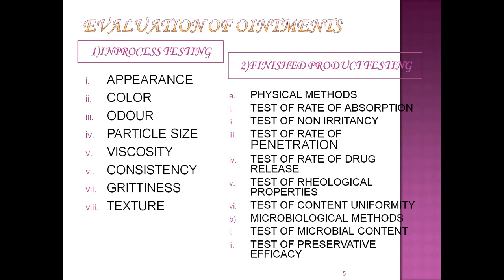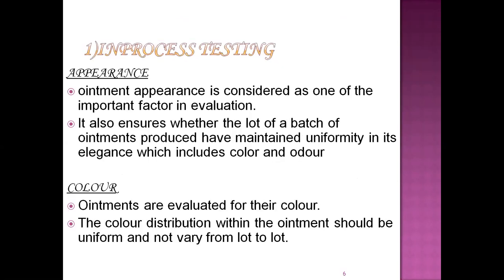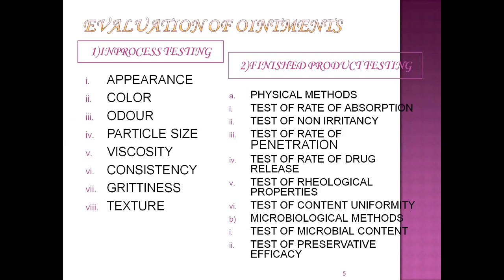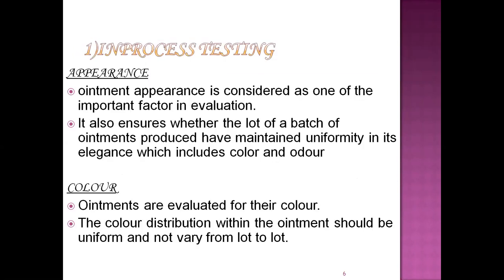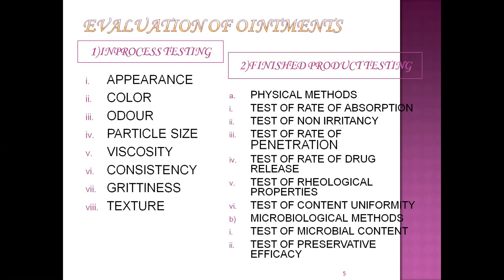B, the second one, is the microbiological methods. What are those? Number one is the test of microbial content, then the test of preservative efficacy. So these are the various tests to be conducted for both in-process testing as well as finished product testing. Let us look into each one by one.